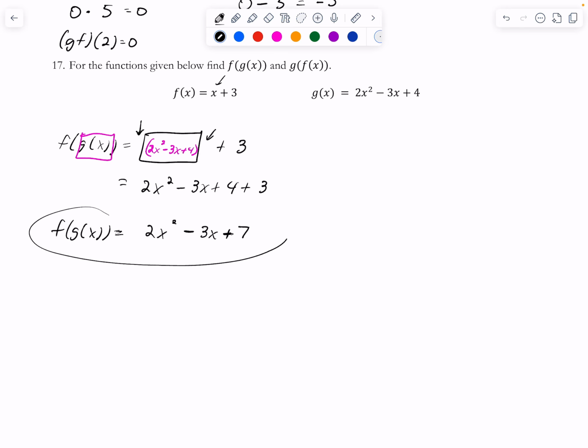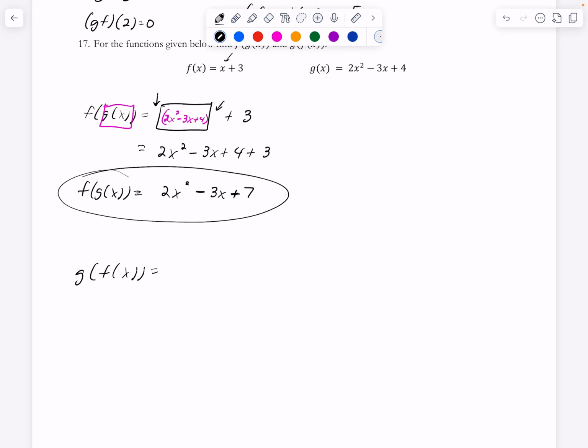All right, let's do g of f of x. So this one is a little trickier because I'm starting with g. So I'm going to write down the g function, but put boxes for wherever I see x, which actually happens twice. All right, so I'm going to put f of x in the box in parentheses.